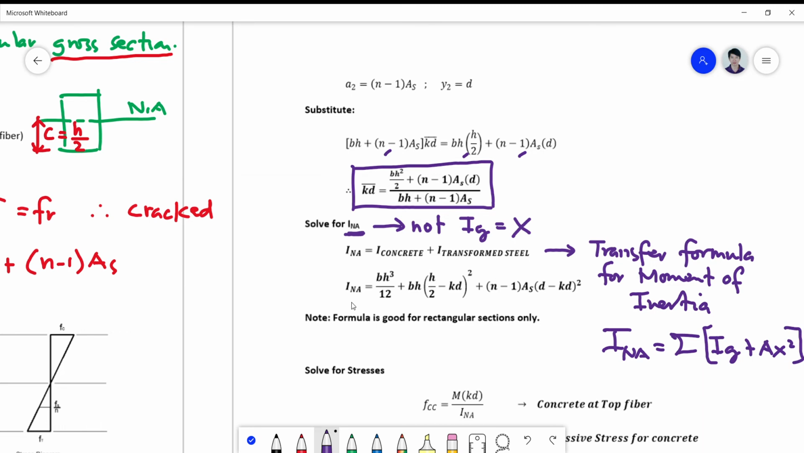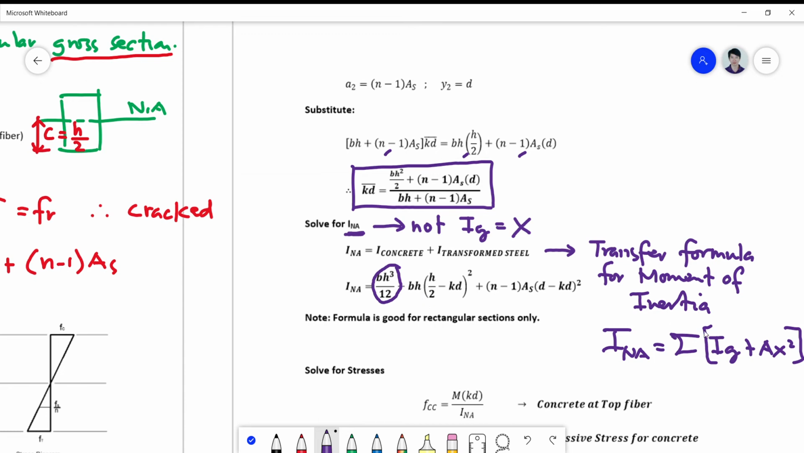Okay, so where's your IG now? Your IG is the individual IGs of the areas. Okay, so we have only two areas. The first area is BH. So what's the IG of that area? It's BH cubed over 12. This is for your concrete.